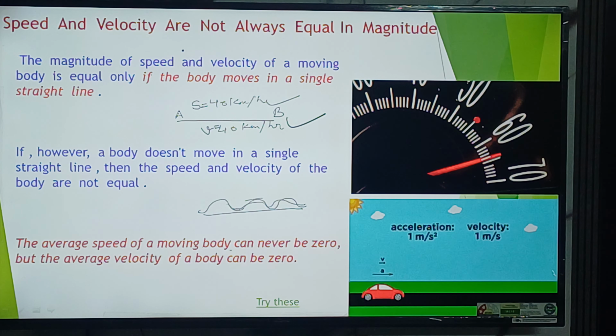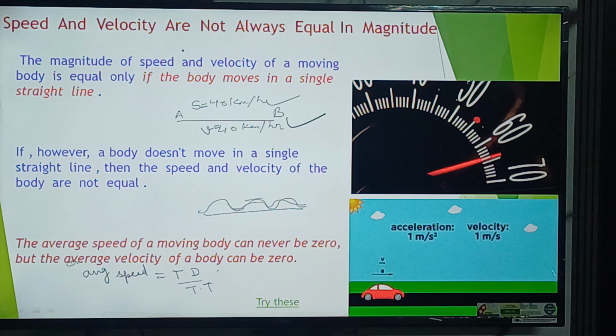average speed of a moving body can never be zero, because average speed, what is the average speed formula, children? Average speed formula is total distance traveled upon total time taken. Okay, total distance traveled upon total time taken.